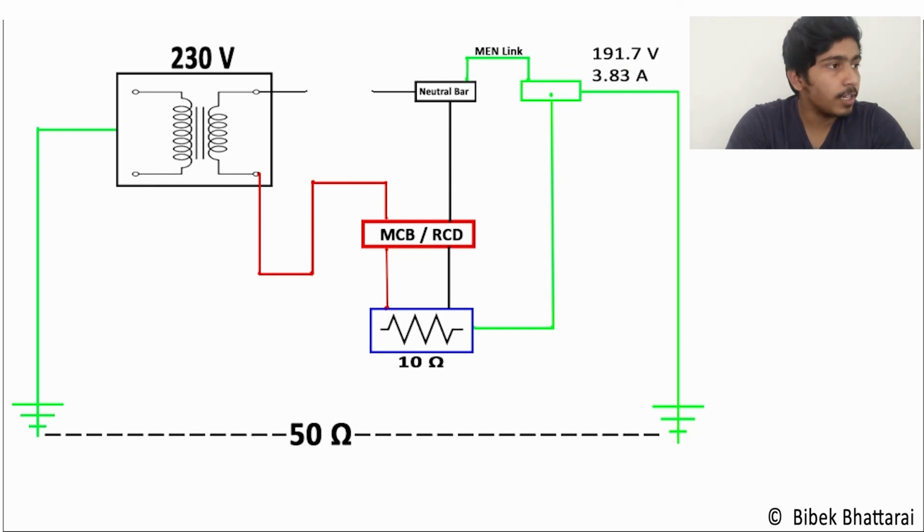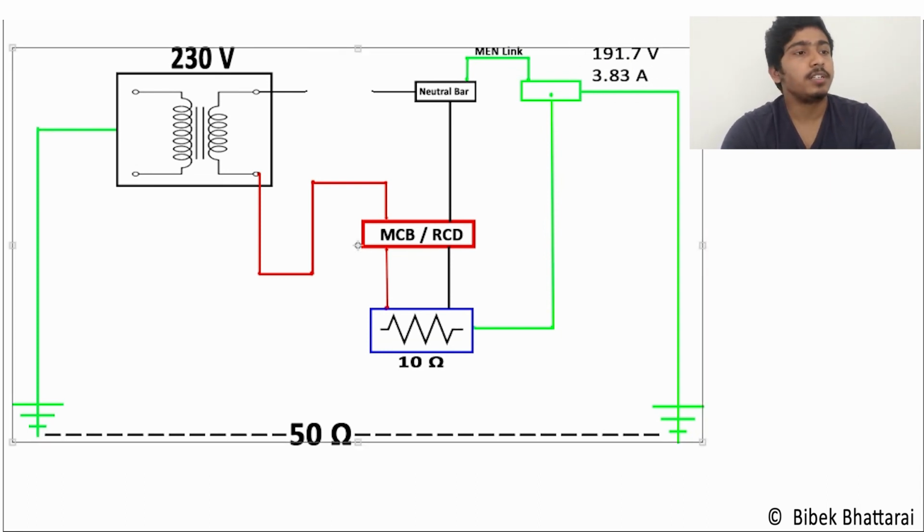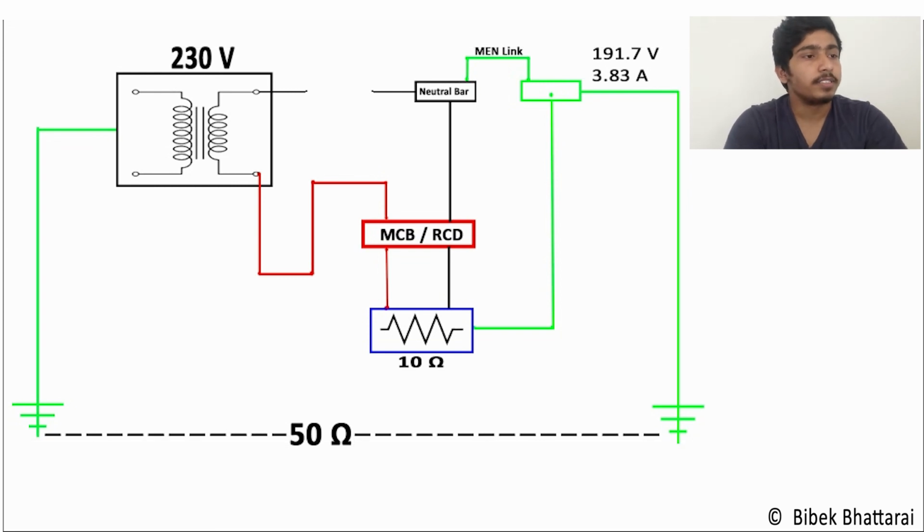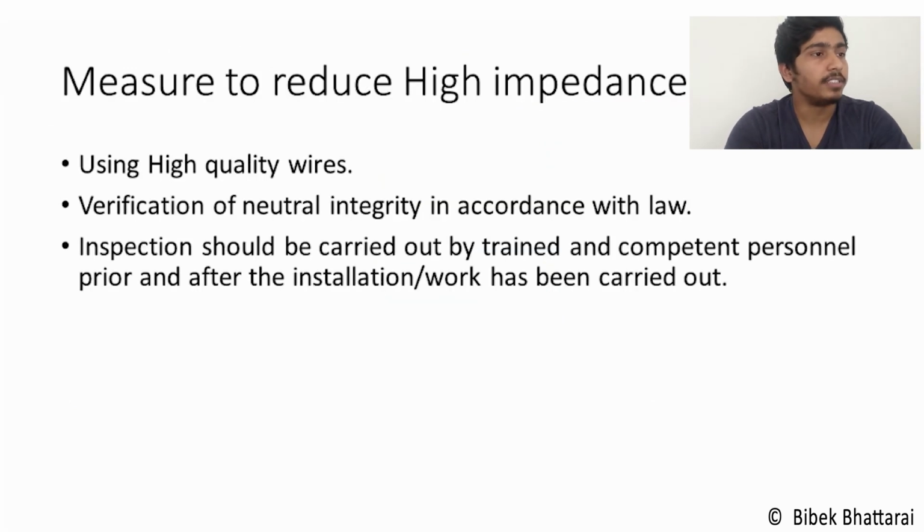So if I come back to our previous diagram, there would be 191.7 volts across the earthing conductor as well as 3.83 ampere. So every metal surface of our appliances has the potential to give an electric shock of this magnitude, 191.7 volts and 3.83 ampere. So it has a very high risk of giving electric shock. So how do we eliminate this high impedance neutral? We can eliminate this either by using high quality wires, or verification or inspection by professional personnel.